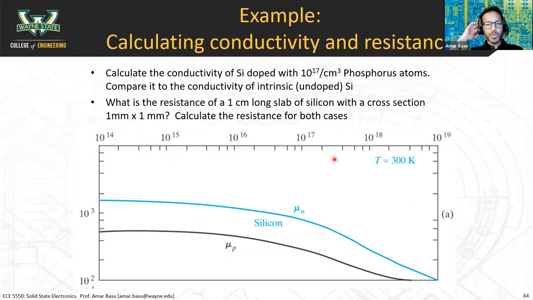So this last part here is an example of calculating conductivity and resistance. In this example, you're going to calculate the conductivity of silicon first, assuming that it's doped with 10 to the 17th phosphorus atoms, and you're going to compare it to the conductivity of intrinsic silicon. And then the second part of the question is, what is the resistance of a 1 centimeter long slab of silicon with a cross section 1 by 1 millimeter? And we'll calculate the resistance of that.